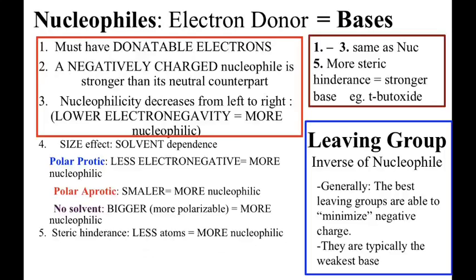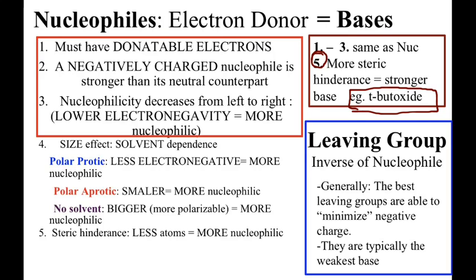Really the only difference between a nucleophile and a base comes in with the base definition, which I've got numbered as Rule 5 for some odd reason. The more steric hindrance, or the bigger your base is, the stronger the base. Ultimately that just means the less nucleophilic. And there's the example t-butoxide that we talked about already.